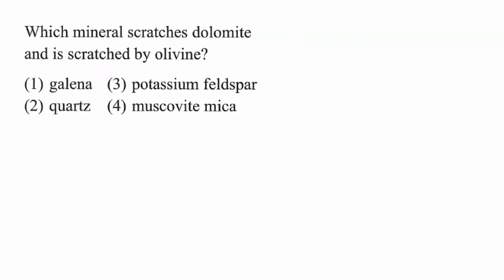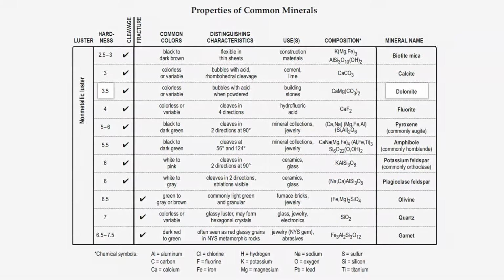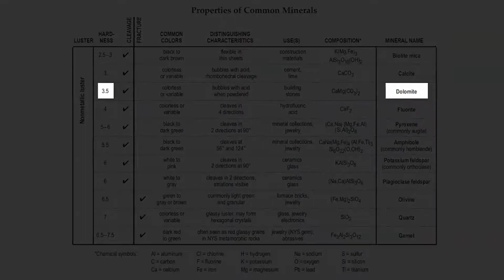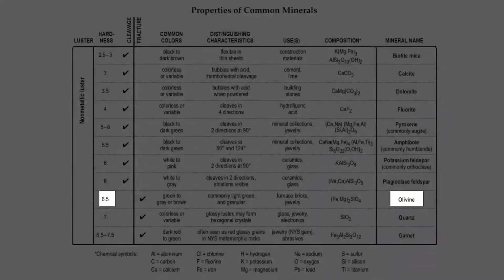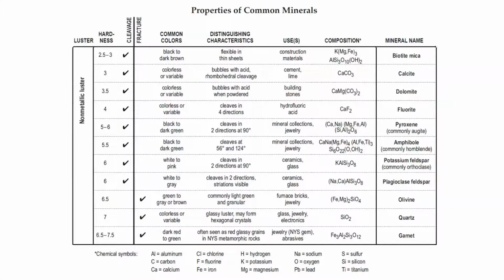Another example involves hardness, which is in the second column of the reference table. Here we're looking for which mineral scratches dolomite and is scratched by olivine. The first thing we need to do is identify the hardness of dolomite and the hardness of olivine, because we know our mineral is harder than dolomite but softer than olivine. Dolomite has a hardness of 3.5 and olivine has a hardness of 6.5. So the mineral we're looking for has a hardness between 3.5 and 6.5.